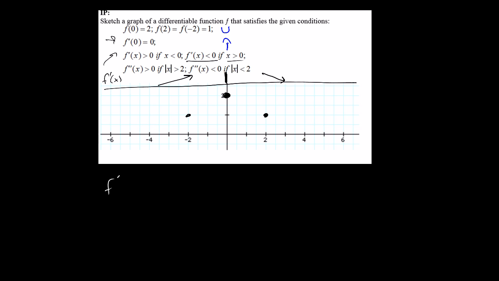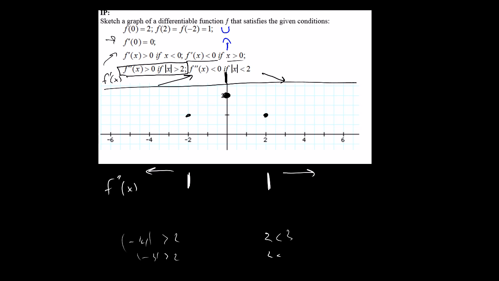Now let's look at our f double prime of x. If the absolute value of x is greater than 2, so give me any number whose absolute value is greater than 2. So think about this a little bit. If you give me negative 4, that absolute value is greater than 2. Negative 3, that absolute value is greater than 2. 3, that absolute value is greater than 2. So from this point and this point in this direction, we know that f double prime of x is greater than 0. So that means it's going to be concave up. So if it's greater than 0, it's going to be concave up. So for both of these, we're dealing with concave up.